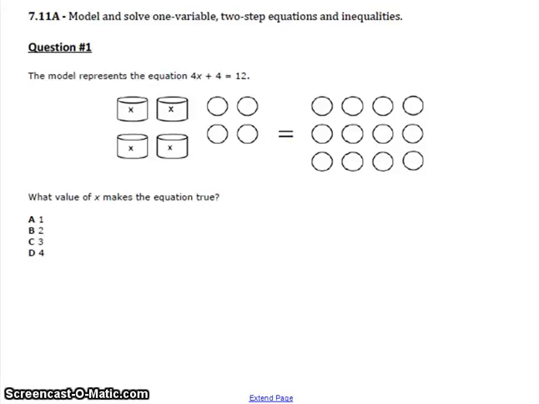This video is for the three questions under the heading of 7.11a, model and solve one variable, two-step equations and inequalities. Let's take a look at question number 1 and see what it wants us to do. It says that the model represents the equation 4x plus 4 equals 12. They give you a model, and then the question states what value of x makes the equation true.